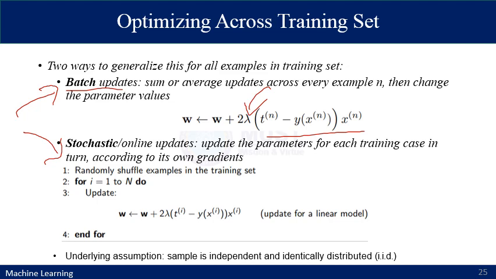This method randomly shuffles the training examples in the training set, and it updates the weight for each training example picked randomly. Therefore, working on a single example makes it much faster than the batch processing.